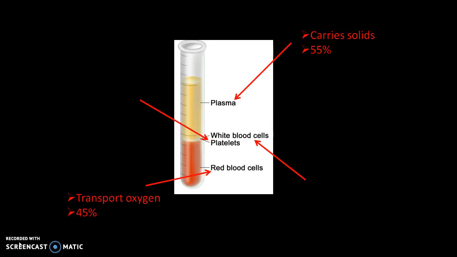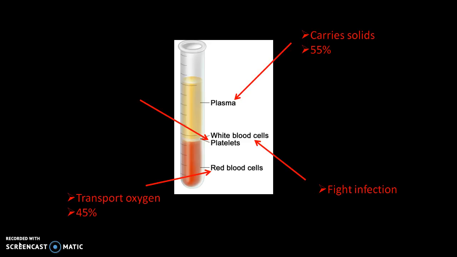Red blood cells are produced in our red bone marrow, and these are what gives our blood its red colour. It contains hemoglobin, and this is what allows oxygen to be transported in our blood. They live for 120 days and are then replaced, and these make up 45% of our blood.